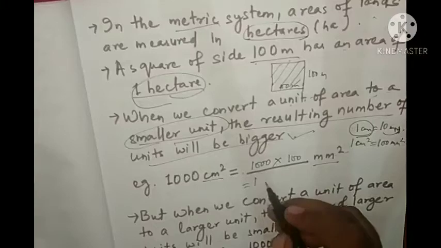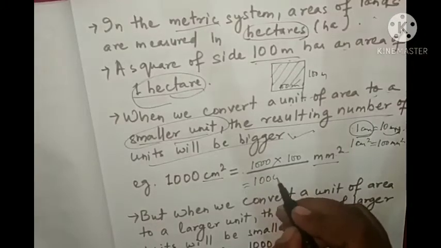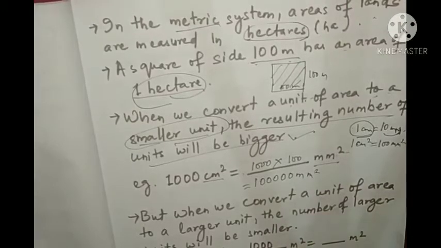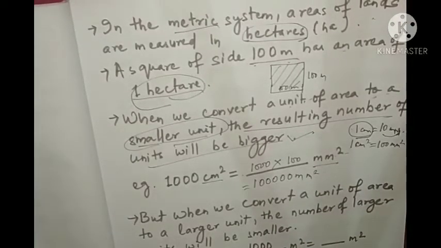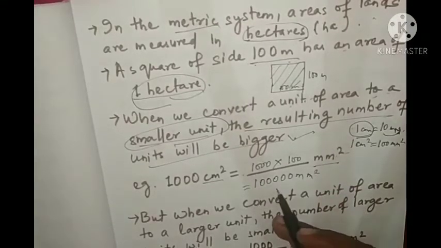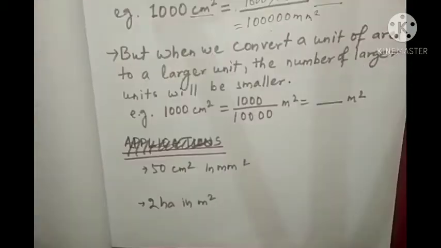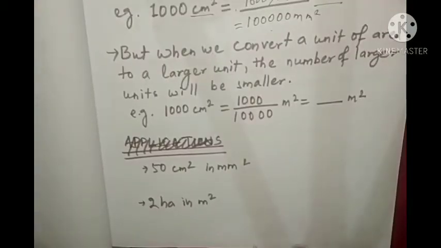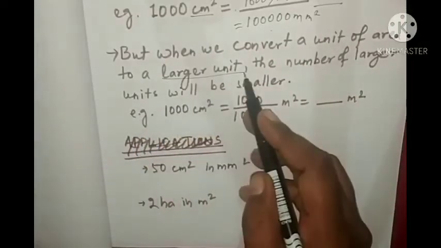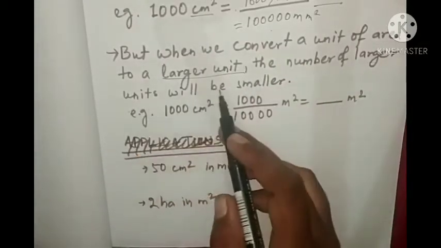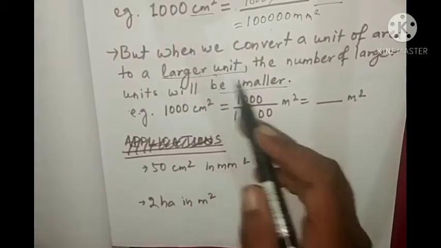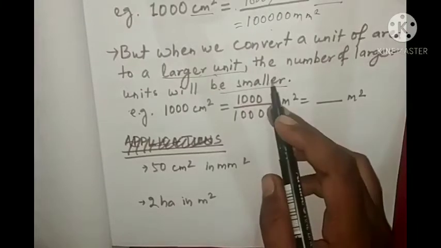Okay, so this is how much? This is 1, 2, 3, 4, 5. 1 lakh square millimeter. So 1000 square centimeter equal to 1 lakh square millimeter. Like that, when we convert a unit of area to a larger unit, the number of larger unit will be smaller. So when we are converting to a larger unit, then it will be smaller.